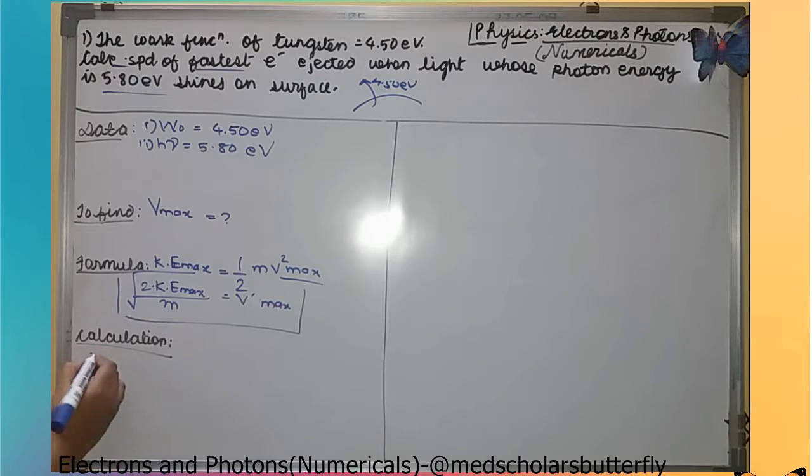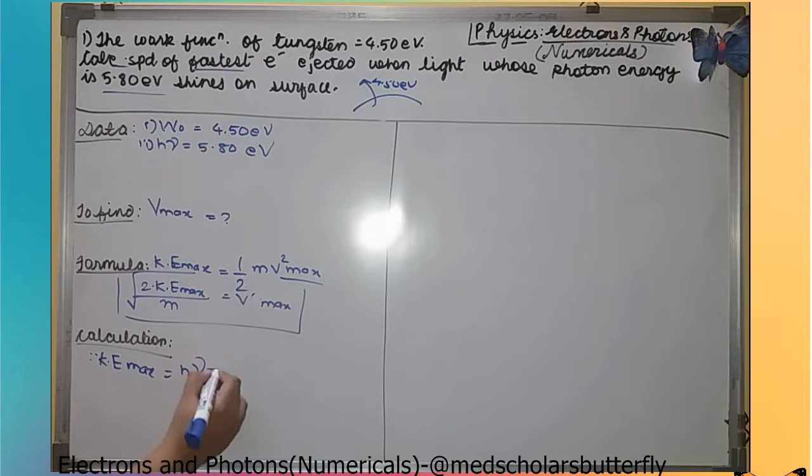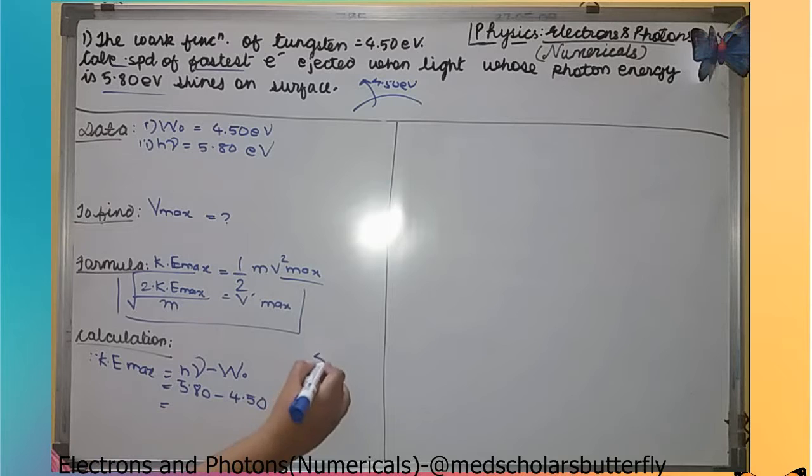First, what is the formula for kinetic energy max? It is nothing but h nu minus W0. We have both the values. Let us substitute them. So h nu is 5.80 minus 4.50. What will be our answer? 1.30, and both are in electron volt.